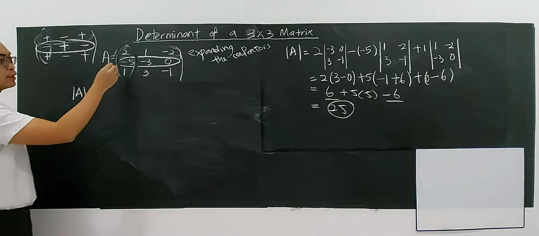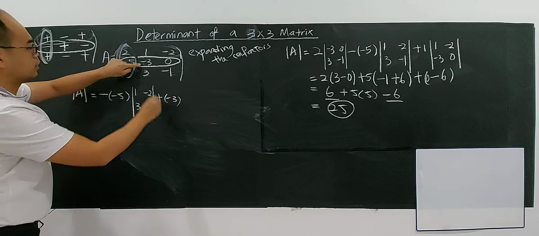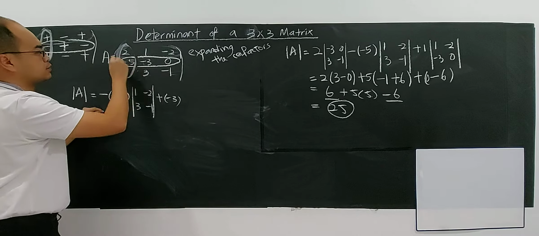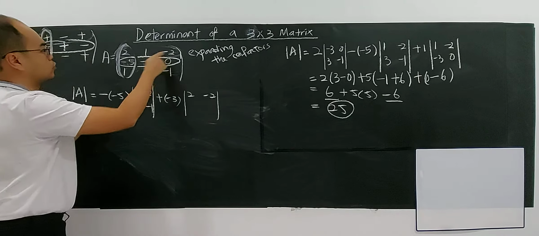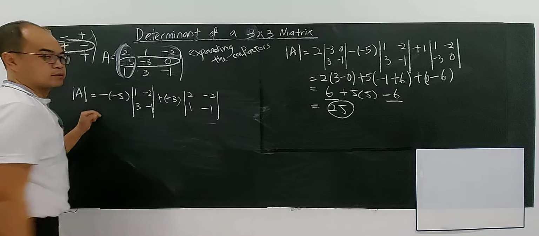Right? So now go for this location. Positive here is negative, right? So it's a plus the -3. And the minor for -3 here, can you see that? Is 2, -2, 1, -1. Right?